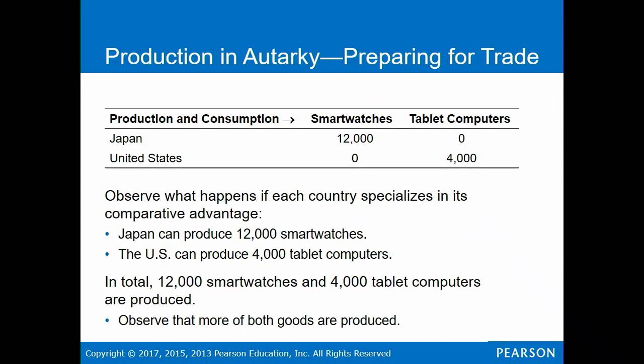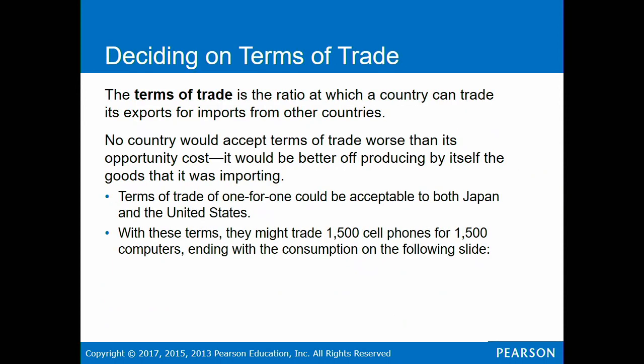So because these countries are focusing on what they're good at producing, what they produce at a lower cost, and then they're engaging in trade, we can produce more goods overall. We can trade with each other, both sides being made better off.